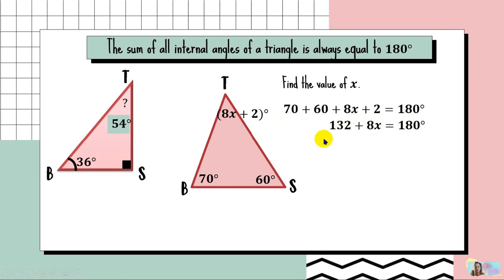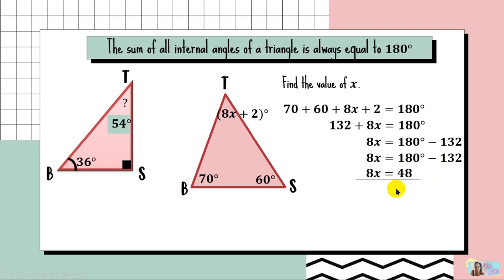Sa 132, we have to apply the property which is, since ito ay positive, kailangan natin ng negative. So, magsusubtract tayo. So, ang property na gagamitin ay SPE or subtraction property of equality na minsan tinatawag natin additive inverse. So, we have to add the inverse of 132, that is negative 132. So, naging negative na siya or naging minus 132 na. So, we have 8x is equals to 180 minus 132, that is 48 degrees or 48.